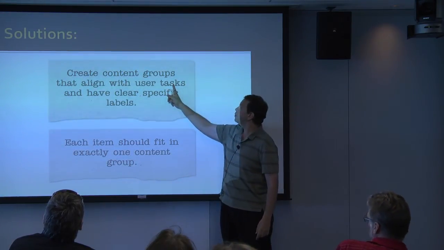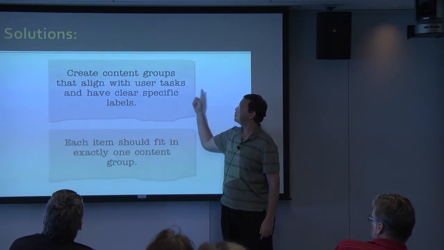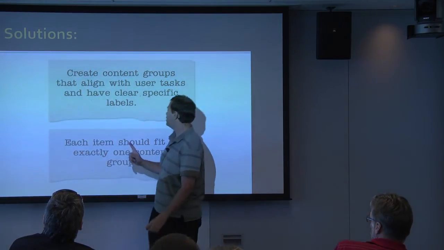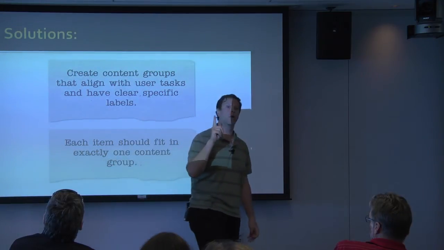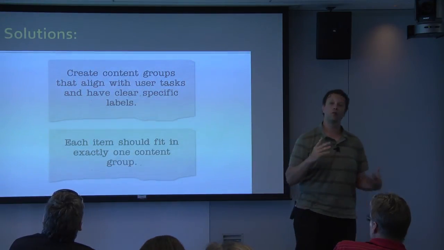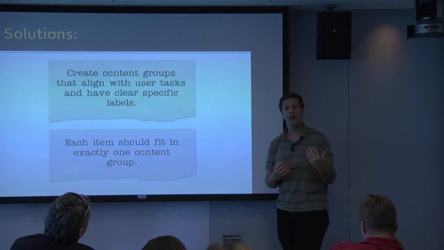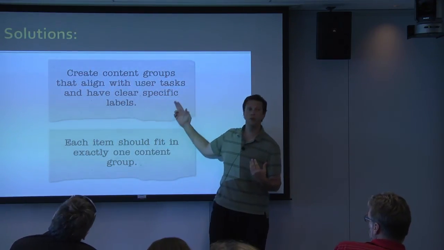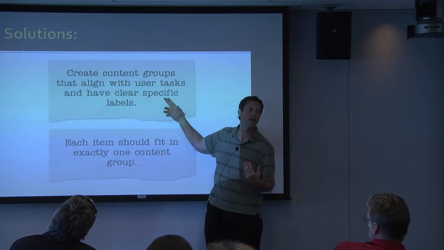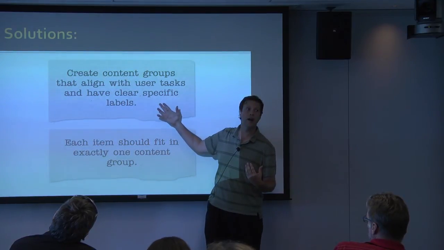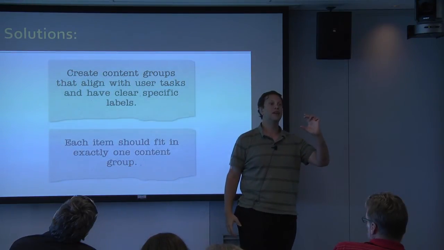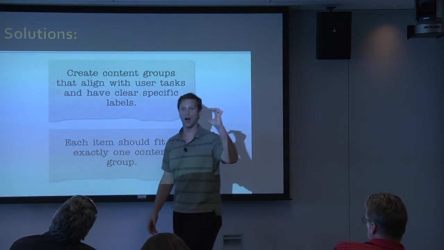Create your content groups that align with user tasks and have clear, specific labels. And second, make sure that each item fits in one and only one group. Kind of like a rule of thumb. When I'm checking my work after I do information architecture, I check for these two things. Do my categories and labels help users find content and complete tasks? And does each piece of content fit in exactly one of my content buckets?